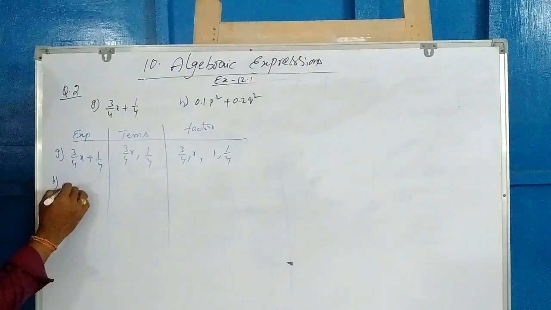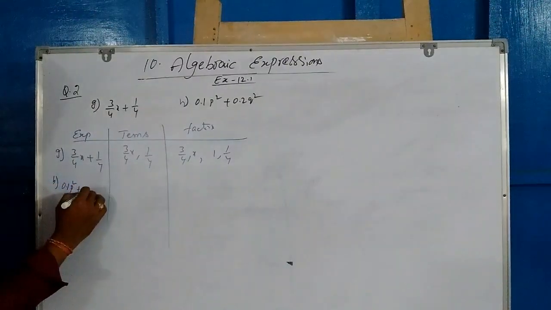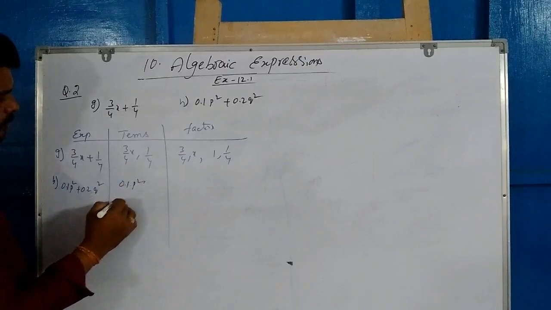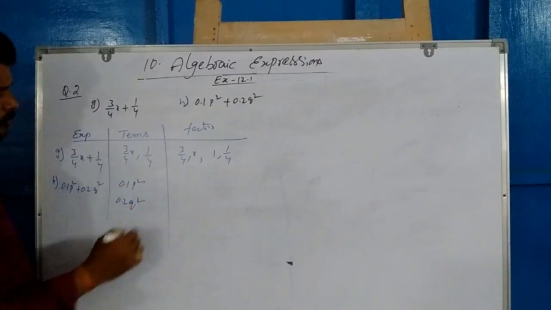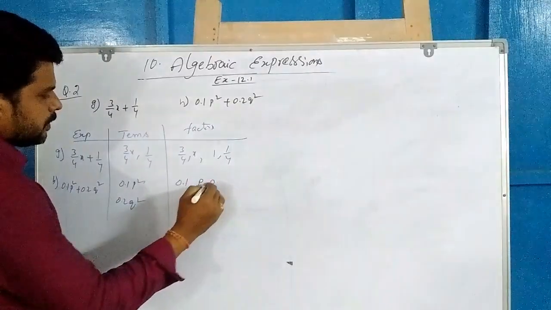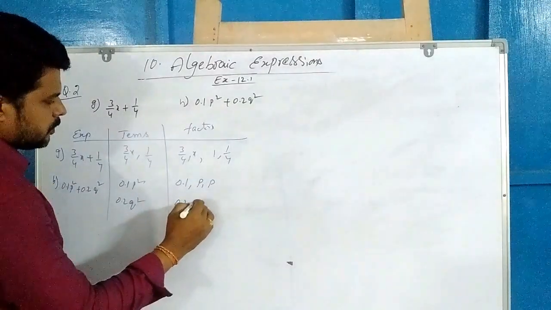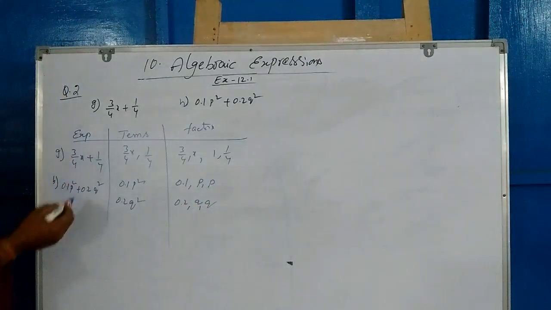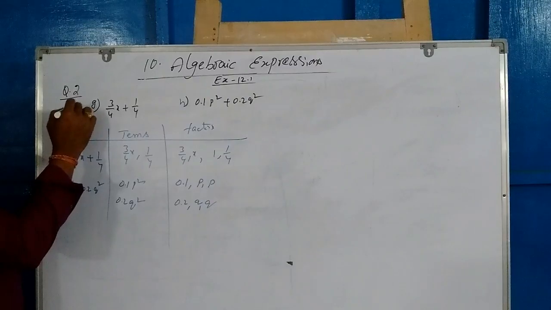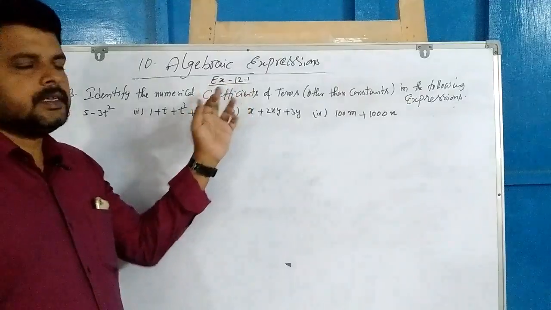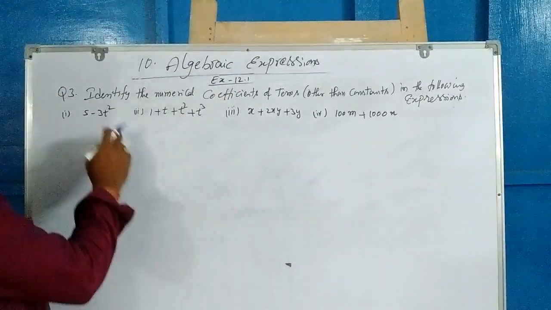H: 0.1 b square, 0.2 q square. What are the factors? 0.1 b square, 0.2 q square. So 0.1 q square times p comma p, 0.2 q comma p. So second Roman, second sum, G and H answers. The same exercise 12.1, question number 3.